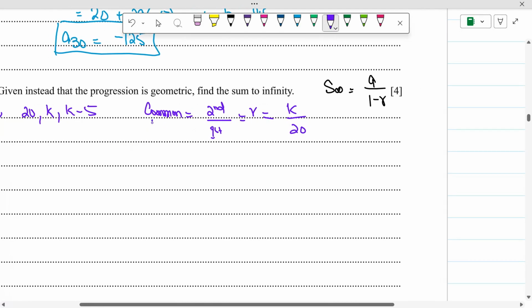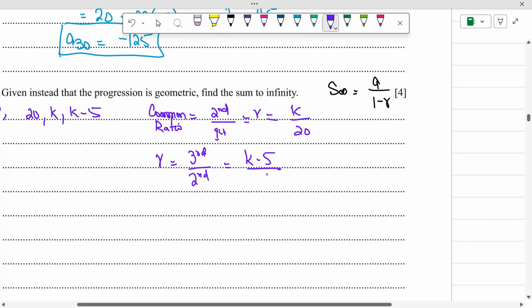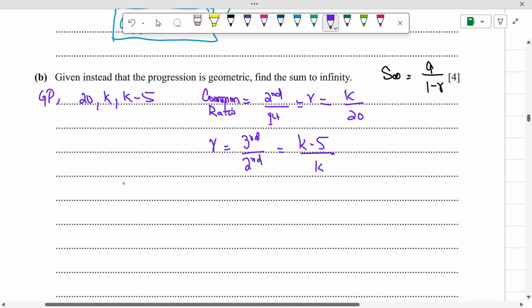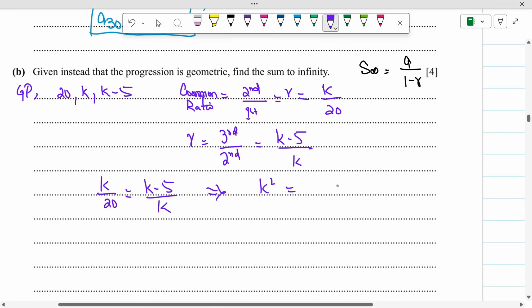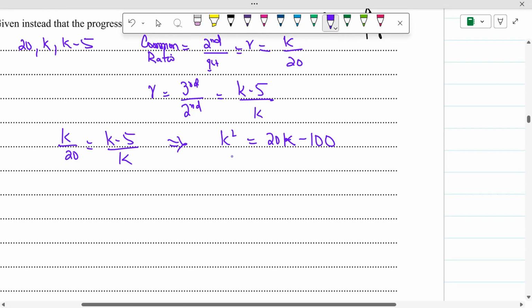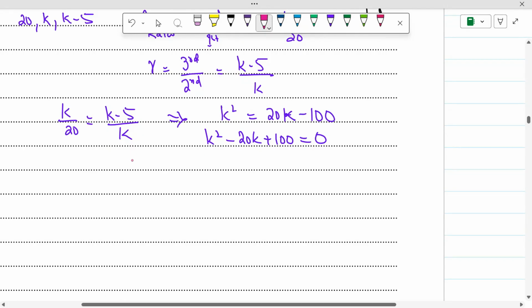We can find another common ratio using the third term over second term, and in this case we have k minus 5 over k. Equating both r, we have k over 20 equals k minus 5 over k. By cross multiplication, we have k squared equals 20k minus 100, which gives k squared minus 20k plus 100 equals 0. This is a quadratic equation and can be solved by factorization.